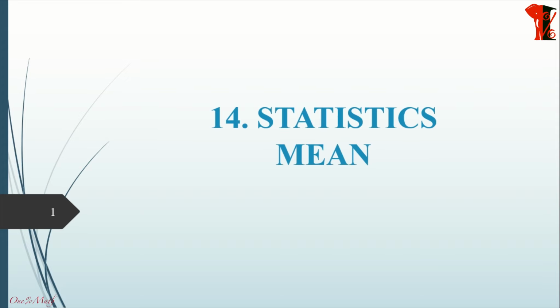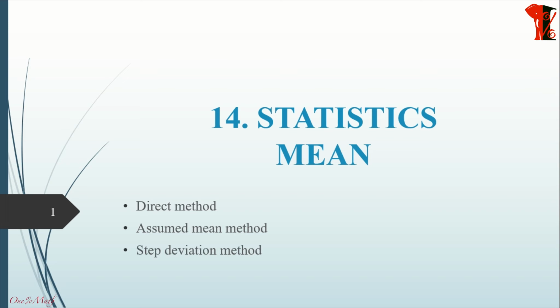The mean is nothing but an average, but here we are specifically discussing the mean of grouped data. There are three ways to find the mean. The first is the direct method, the second is the assumed mean method, and the third is the step deviation method. First we are going to discuss the direct method, which is the simplest method. This is more suitable for smaller data.